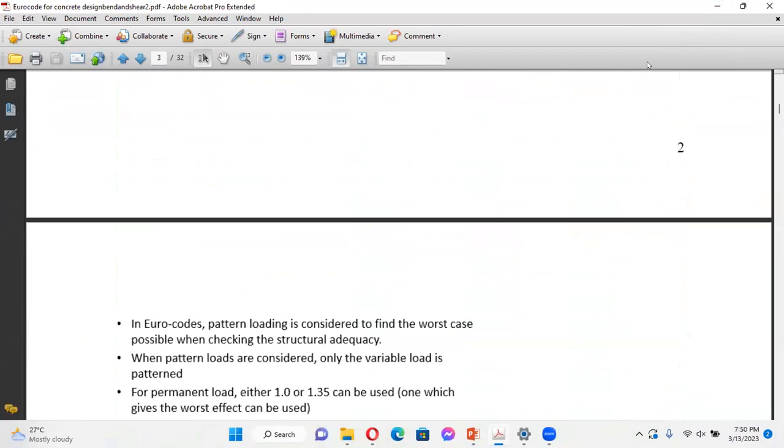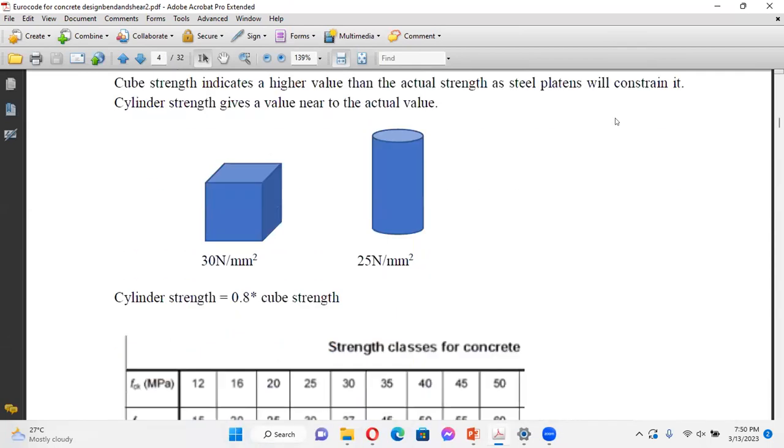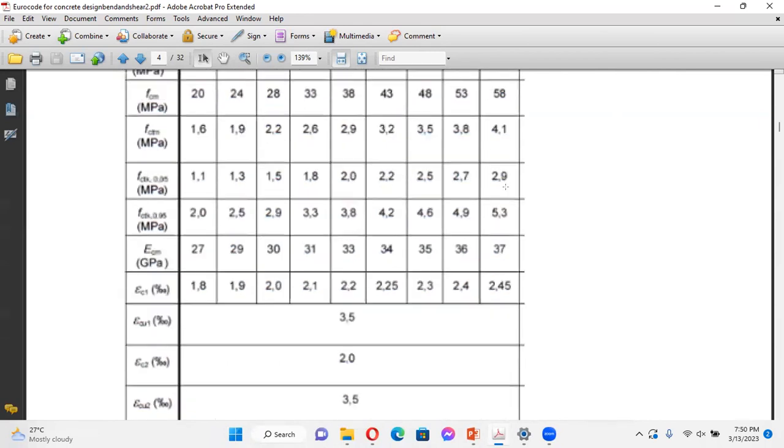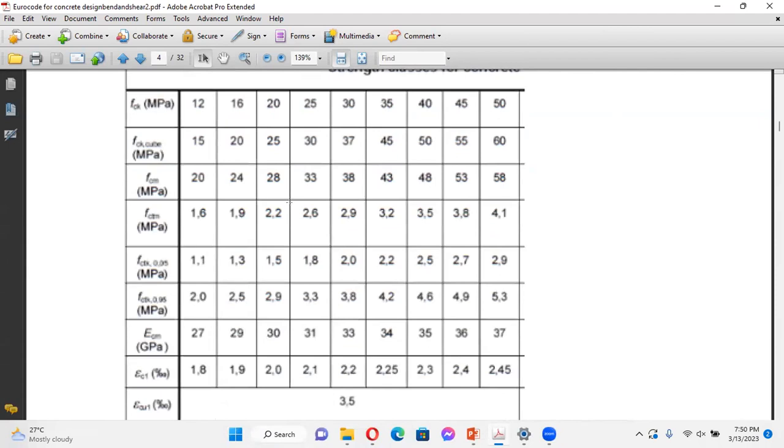So when we have to deal with this situation, we have to think about the various concrete properties. And here you can see FCK 20, FCU 25, FCK 25, FCU 30, and so on up to FCK 50, FCU 60. So those are the cylinder strength and cube strength. And then you get various other parameters like tensile strength of concrete, the elastic modulus of concrete, and so on.